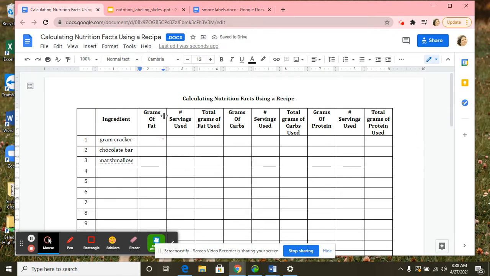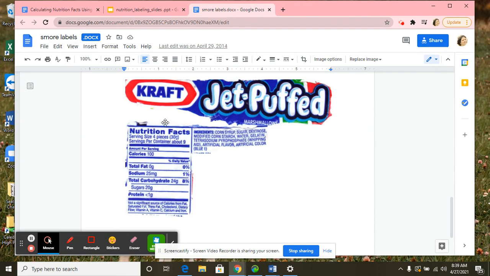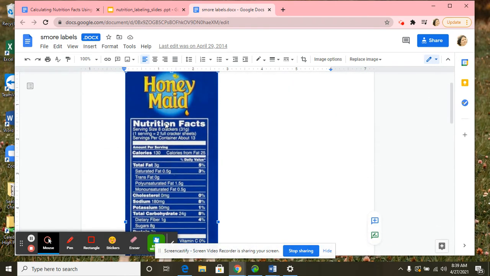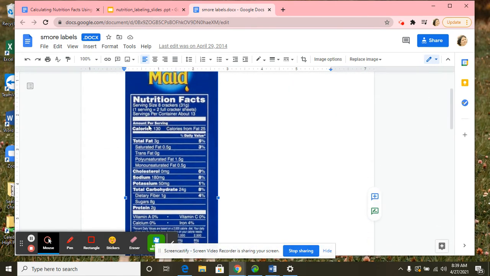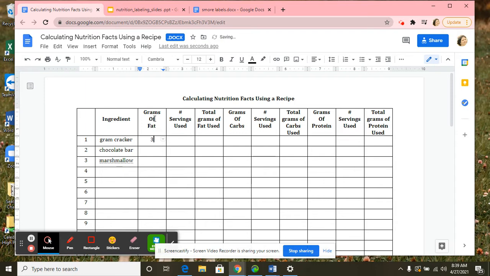So it's asking how many grams of fat. I'm going to just look at fat for one ingredient, just to make this video not be too long and cumbersome. And you'll be able to then figure out how to fill in the rest. So we're going to look at the graham cracker. I find the graham cracker nutrition information, and it says there are 3 grams of fat. So I'm going to go back and put in 3.